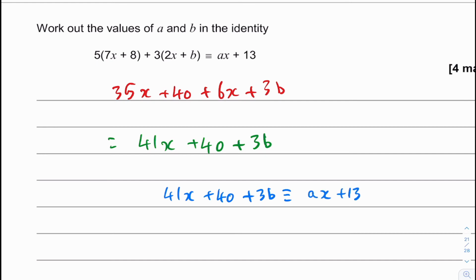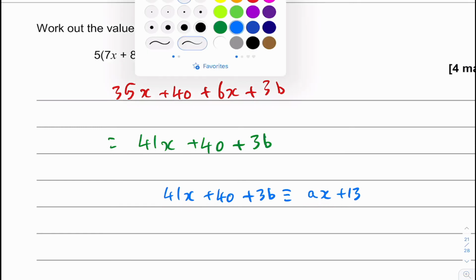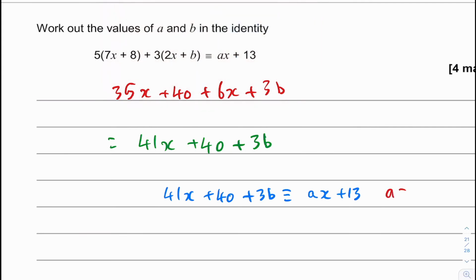What we can then do is compare the two sides. So on the right hand side we've got ax, and the only term on the left hand side concerning x is 41x. So what we can therefore say is a is equal to 41. What we've then got is 13 must be equal to the remaining parts. So 13 is equal to 40 plus 3b.